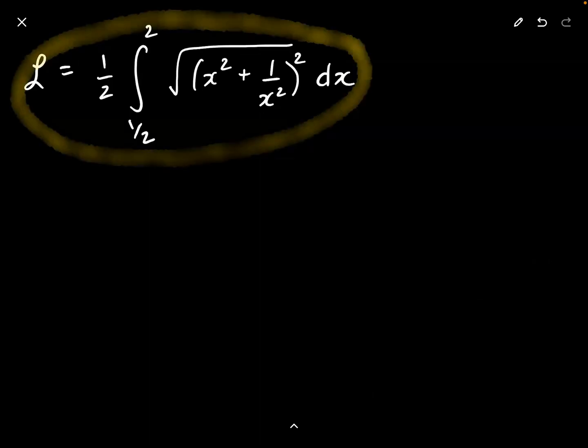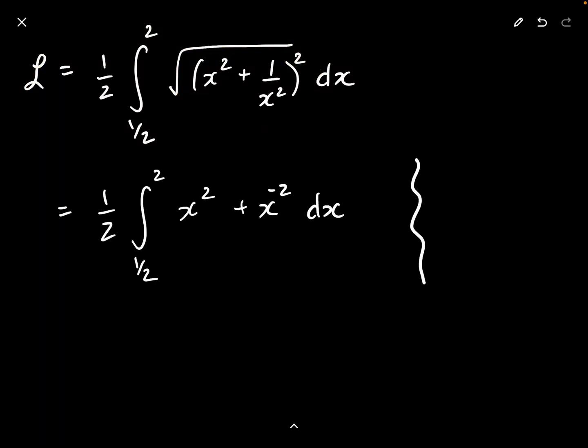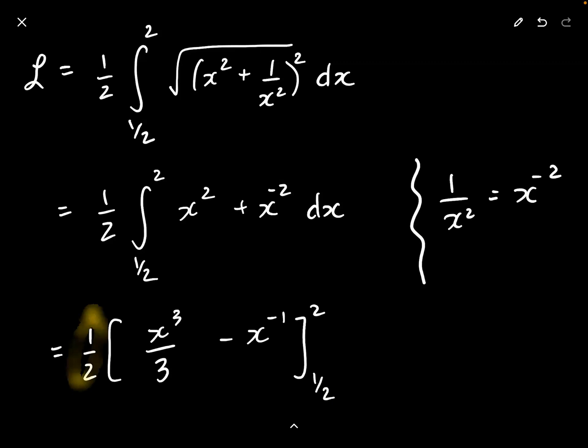So then we can rewrite the arc length as 1/2 integral 1/2 to 2 square root of x squared plus 1 over x squared all squared. So the square root and the square will cancel out, and we'll just have the integral of x squared plus 1 over x squared. So we want to integrate x squared plus 1 over x squared. 1 over x squared we'll rewrite as x to the minus 2, and then we can just use the power rule to integrate it. So we have 1/2, integral of x squared is x cubed over 3, and the integral of x to the minus 2 is minus x to the minus 1.